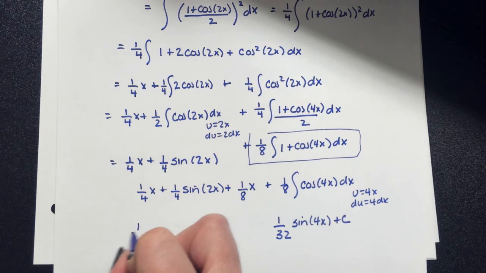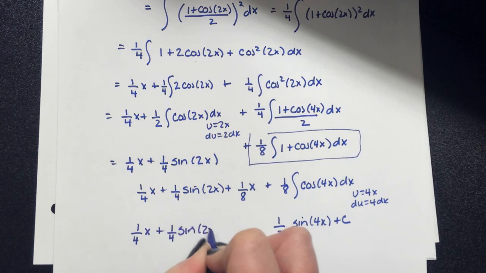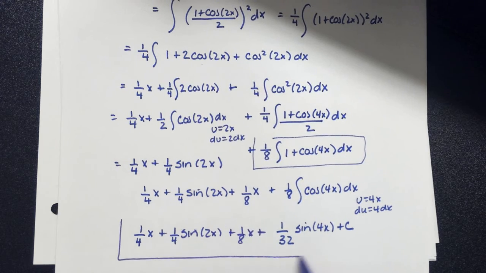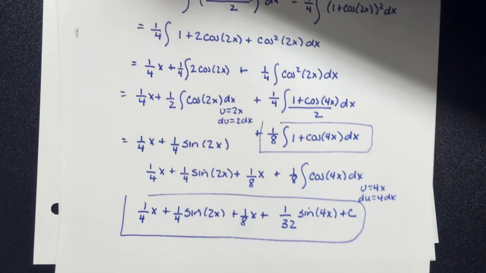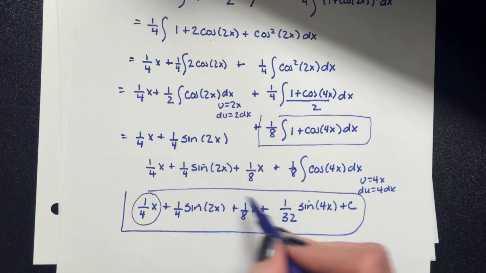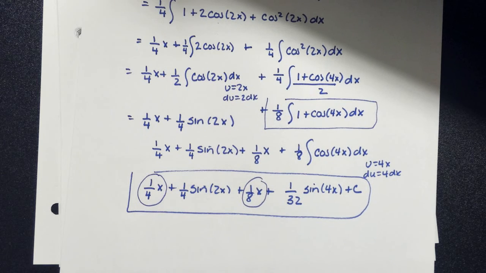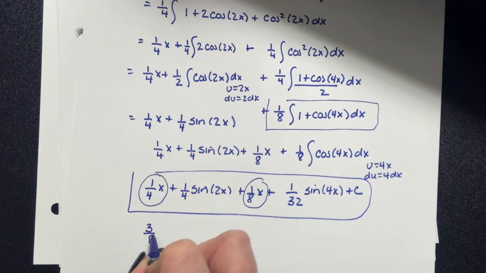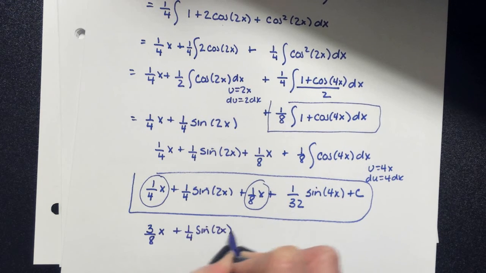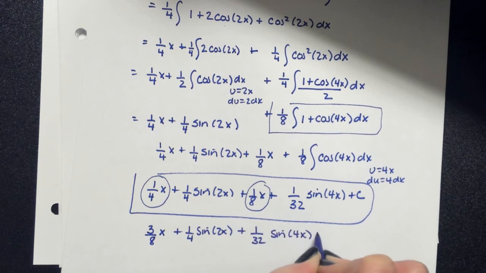So then my final answer would be 1/4 x plus 1/4 sine of 2x plus 1/8 x plus 1 over 32 sine of 4x plus c. And that's how you integrate the even powers of sine and cosine. If it was a multiple choice question, you could combine the 1/4 x plus 1/8 x to give me a 3/8 x plus 1/4 sine of 2x plus 1 over 32 sine of 4x plus c.